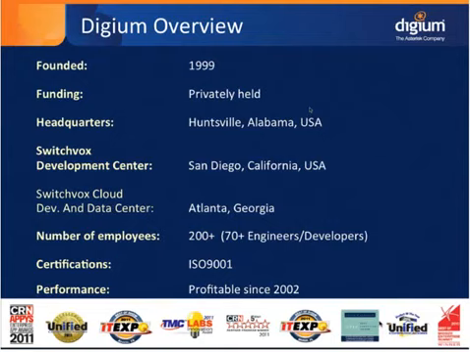Just as a quick overview, our company was founded in 1999. We're a privately held company out of Huntsville, Alabama, here in the United States. We have a development center for Switchvox in San Diego, California. We also offer a cloud product, for which we have a data center and a development center for Switchvox Cloud in Atlanta, Georgia. We're well over 200 employees today, and we're growing like crazy. We've had profitable growth since 2002 as a company, and are primarily fueled by our Switchvox business. And we're ISO 9001 certified, which is an important operation certification to have to make sure that products are maintained and created correctly and shipped out and supported correctly as well.